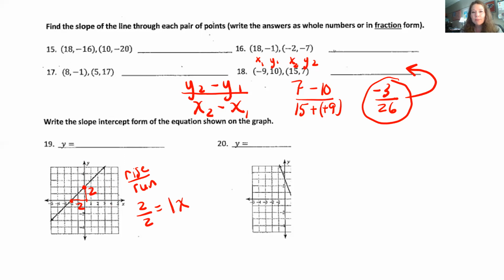And I always multiply my slope times x. So 1 times x is x. And then my y-intercept in this situation is +2. So there's my whole equation. Okay, if you wrote the 1x, you would still get it right. I'm not going to count it wrong if you write 1x, but you just don't need the 1.